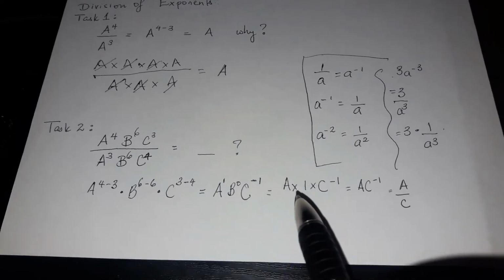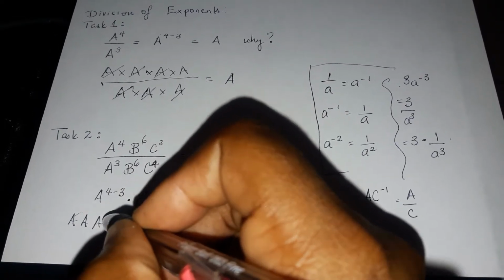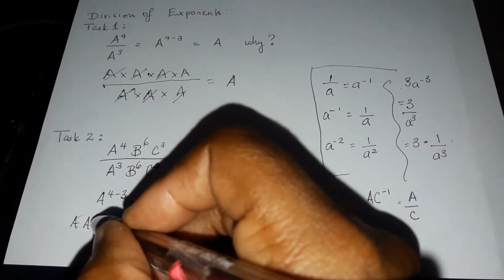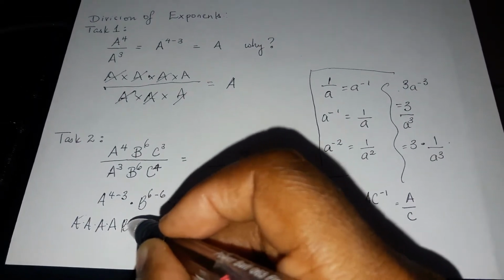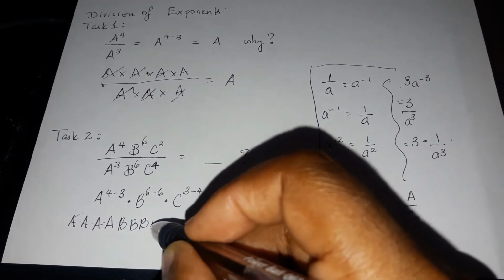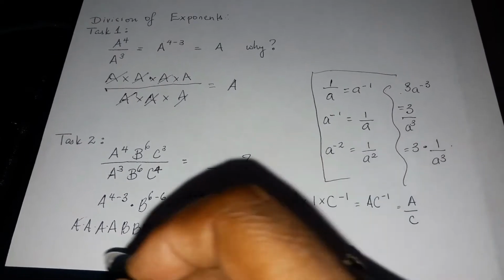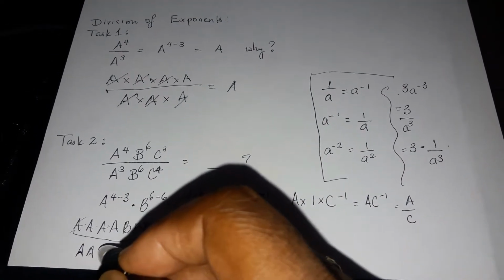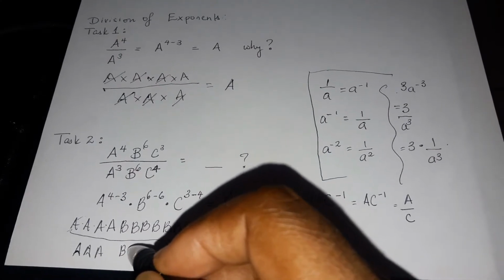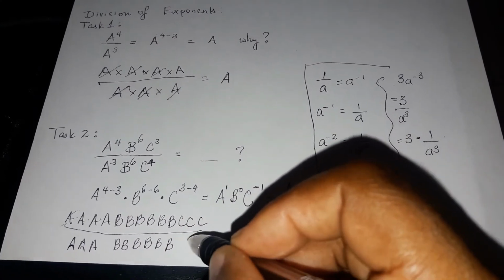So why did we get A over C? Let's do it the long way. You had 4 A's, and I just eliminate this multiplication sign because it's understood. You had 6 B's, and you had 3 C's over 3 A's, 6 B's, and 4 C's.